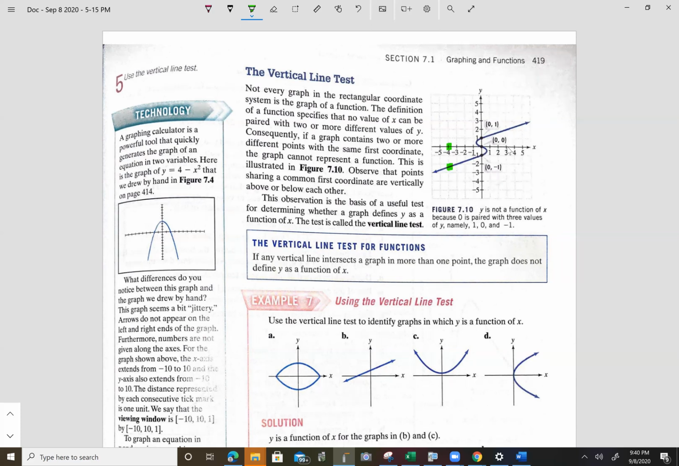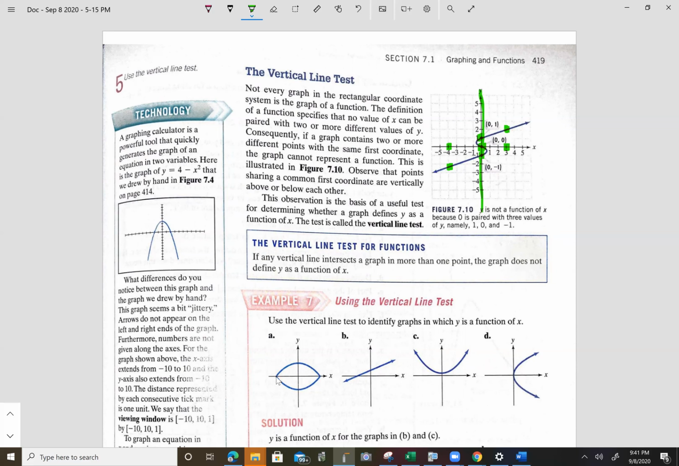If I input a +3, the line's right here, only one time, right? However, if I input 0, I get an answer above 0 and I get an answer below 0. So that means this curve could not be a function because it does not pass what we call the vertical line test. If I drew a vertical line through there, it would cross more than one time. So it is not a function.